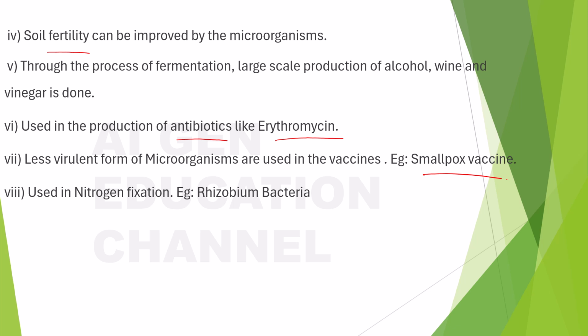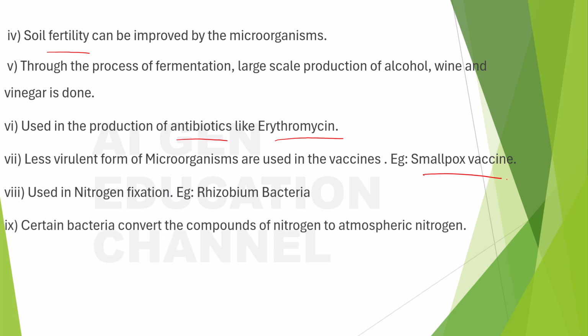We have dealt with it many times and you all know about it. Then certain bacteria convert the compounds of nitrogen to atmospheric nitrogen. You also know about it, right? That's how the nitrogen cycle works, right? So some bacteria are involved in converting the atmospheric nitrogen into usable forms of nitrogen. But there are also certain other bacteria that will convert these compounds of nitrogen into atmospheric nitrogen. Only then the cycle will be maintained, right?